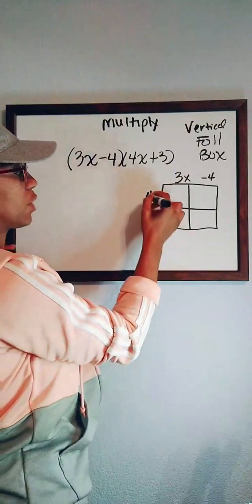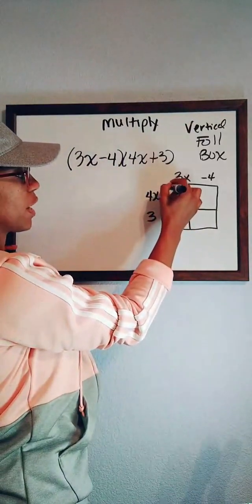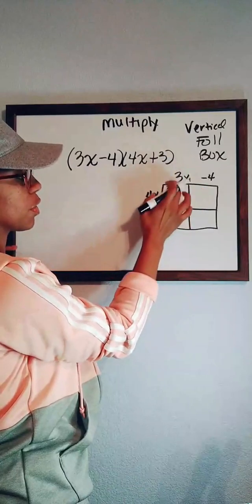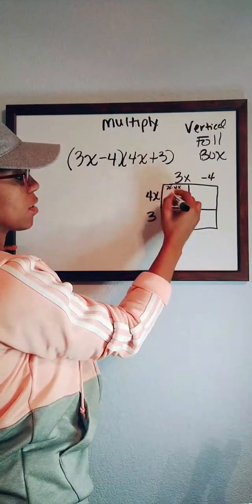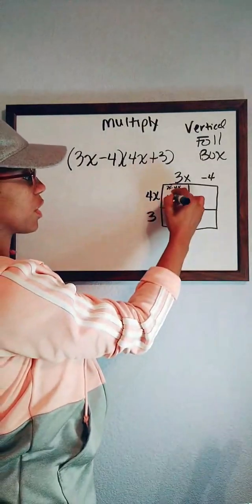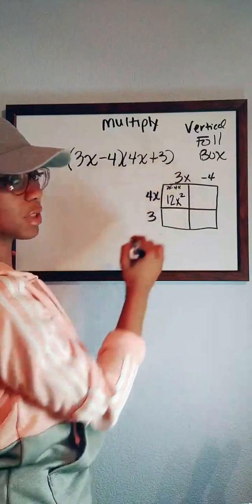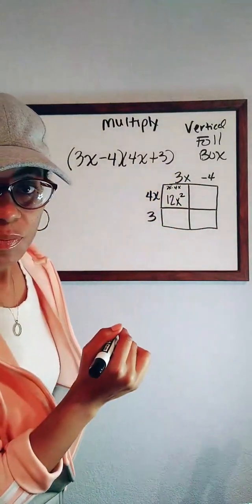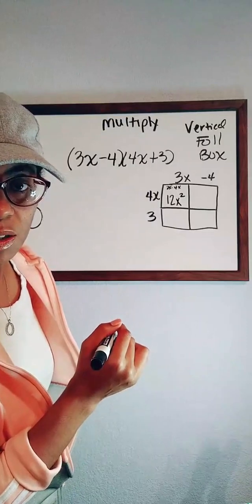So we did 3. So right here, this is 3x times 4x, because those are the 2 numbers that are touching this box. So that would give me, what's 3x times 4x going to be? 12x, and then don't forget your x to the power of 2, because that's going to be x squared. Okay, that's going to be x squared.